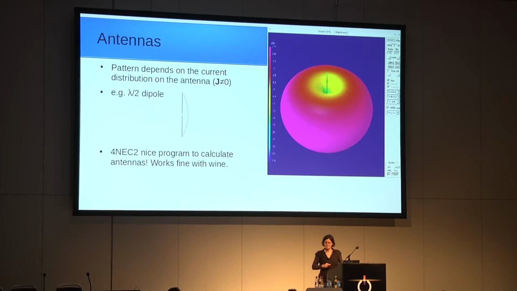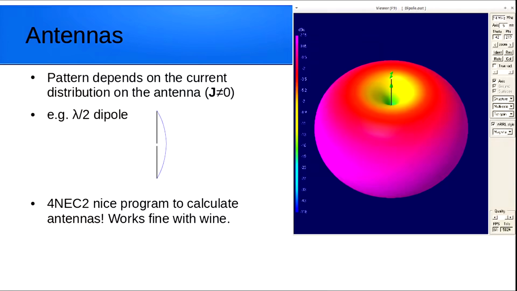When it then comes to antennas, we always like these antenna patterns because they describe how much of the energy is sent in which direction. This pattern depends on the current distribution on the antenna, because here we have mostly metallic materials, so we get some current, so J isn't equal to 0. For example, here we get a half lambda dipole.